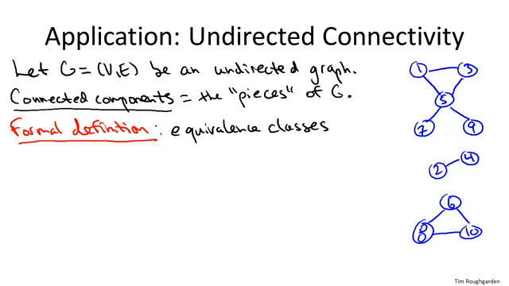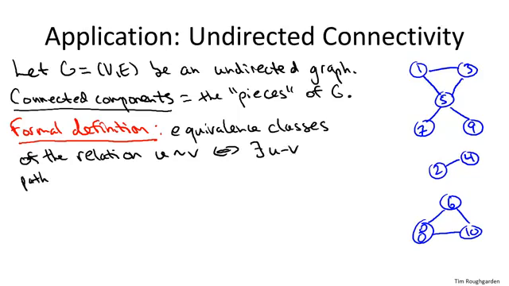What do I mean by a maximal region that's mutually connected? A good formal definition is the equivalence classes of the relation on vertices, which we define by u being related to v if and only if there's a path between u and v in the graph G. I'll leave it for you to do the simple check that this squiggle is indeed an equivalence relation.